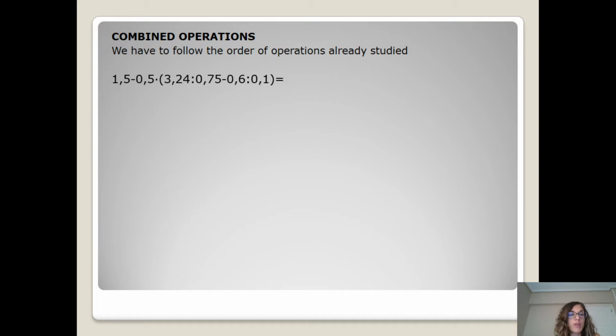We have to check whether we have any grouping symbol. This is the first thing we have to do. We see here that we have a parenthesis, so that's the first thing we have to do, what is inside. We have here a division, we have a subtraction, and another division. So the first thing we have to do is this first division and then the second one, because remember that we are going always from left to right. So we do 3.24 over 0.75 is 4.32, and then 0.6 over 0.1 is 6.